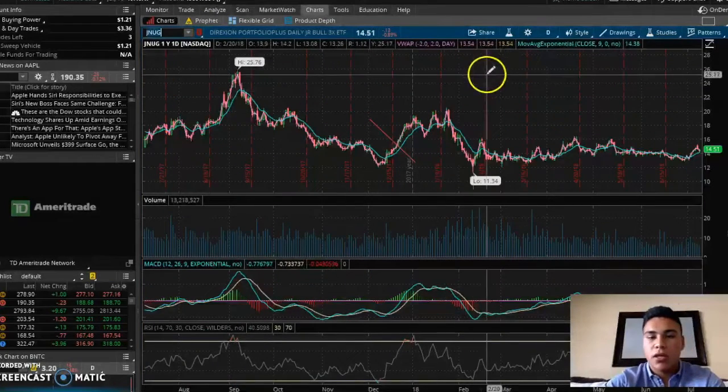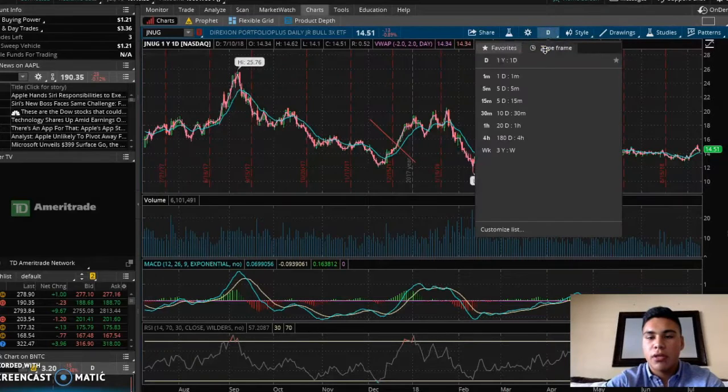This is the 1 year chart. When I'm day trading, I use a 1 minute time frame. You see how there's all these different time frames? Typically when you're day trading, you want to be in that moment. You want to be seeing exactly what's happening at that moment. So I use 1 minute.